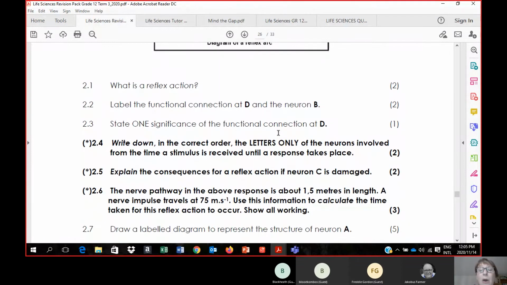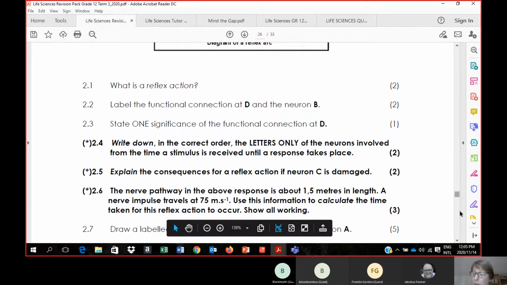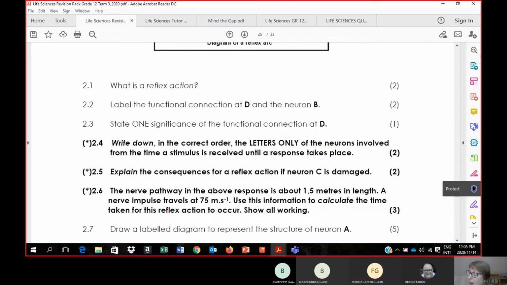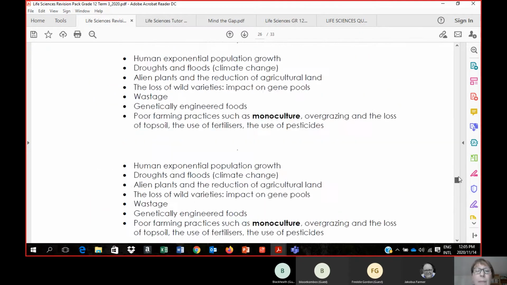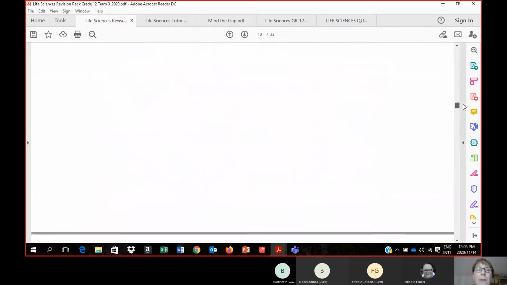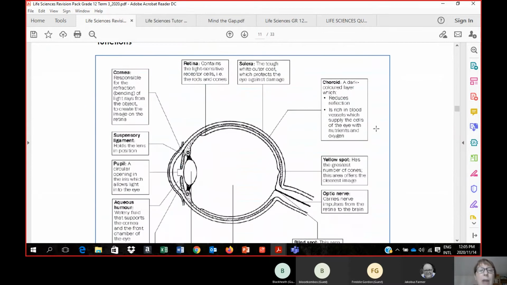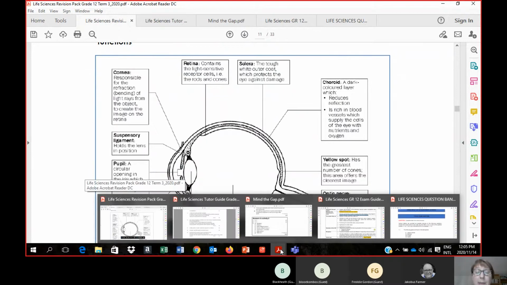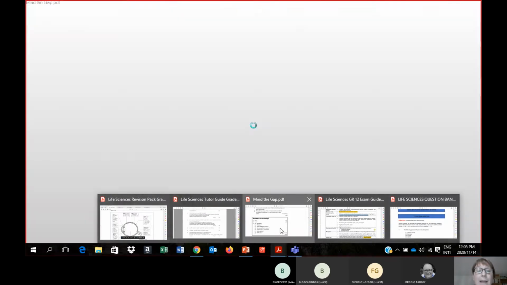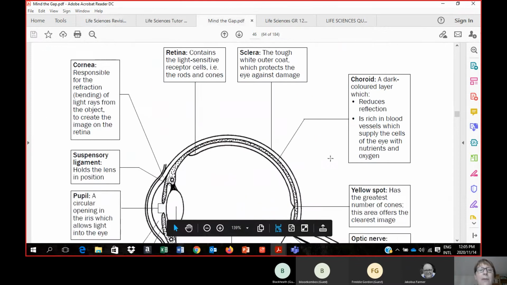Okay, now we are going to go back to where we were, so you can go back in your notes again, and we're going to carry on with the eye and the ear. And the eye is on page 11. So we're going to go back to page 11 quickly. There we go. I see the diagrams in Mind the Gap are very similar, so I'm actually going to use Mind the Gap. Okay, so there we go.